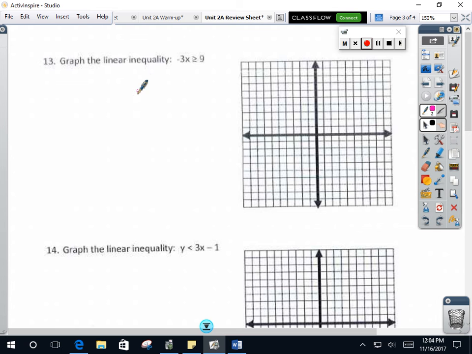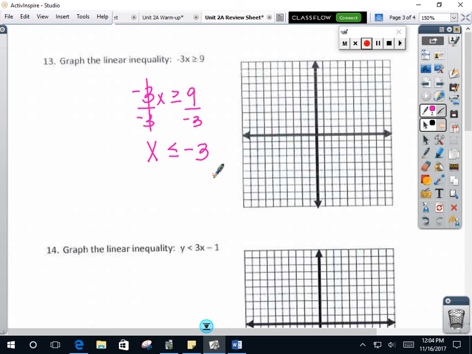Number 13, negative 3x is greater than or equal to 9. There is no y in this equation, or actually inequality. So when there is no y, you need to get x by itself. So what do I need to do? Divide by negative 3 on both sides. Those cancel. And x is now, like Jade said, switch the sign, less than or equal to negative 3.